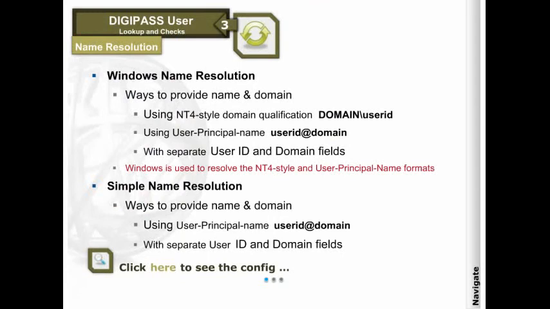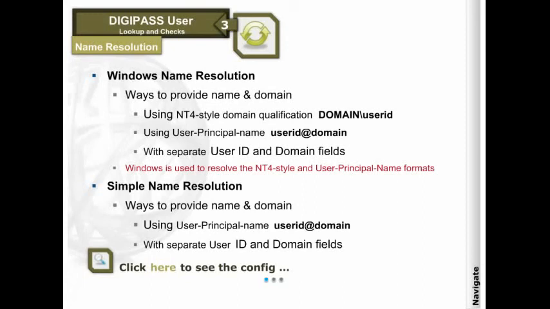In Identikey server, Digipass user accounts are identified using a user ID and a domain, not just a user ID. There are a few settings that influence this process. These are Windows name resolution and simple name resolution. When Digipass user accounts correspond to Windows user accounts, the Windows name resolution feature can be used to support 3 login formats. With ODBC or an embedded database, it is optional whether to use Windows name resolution or not.